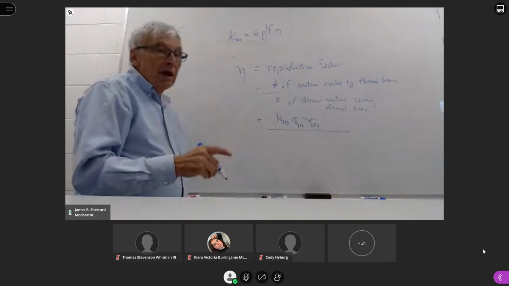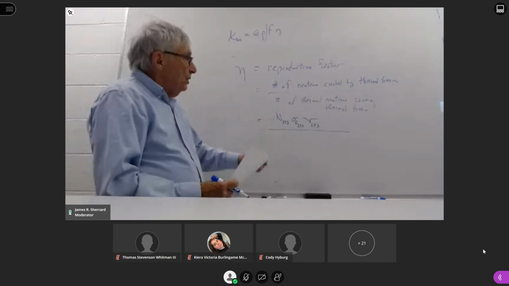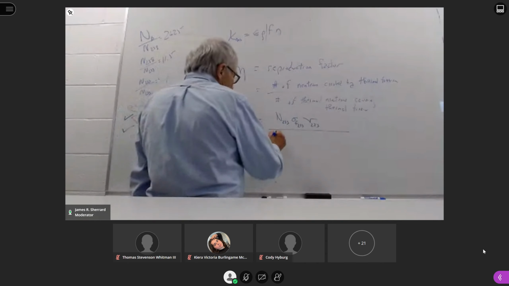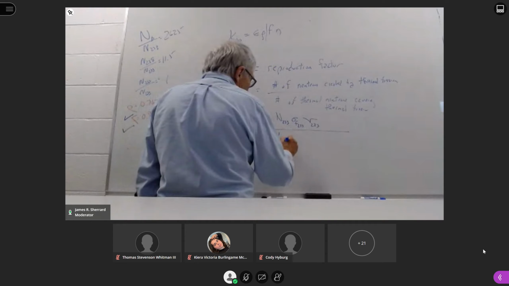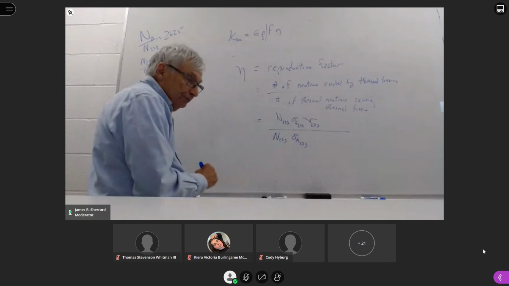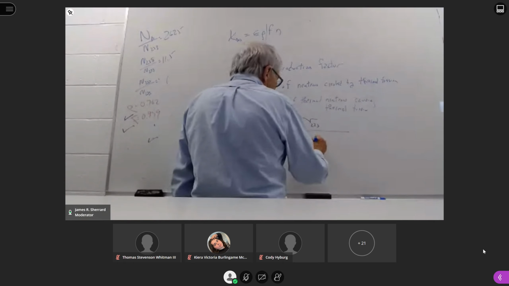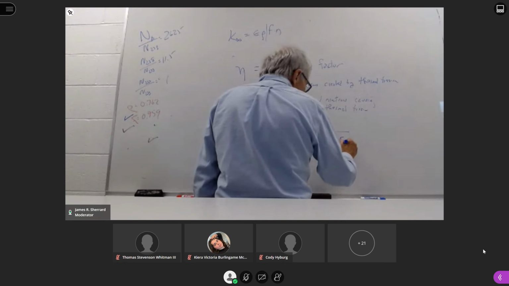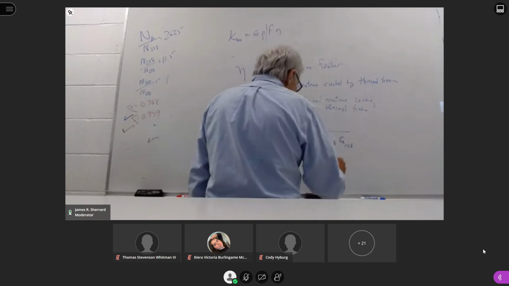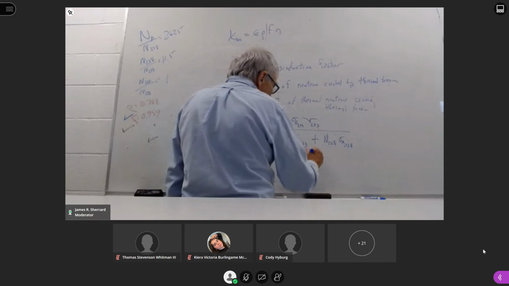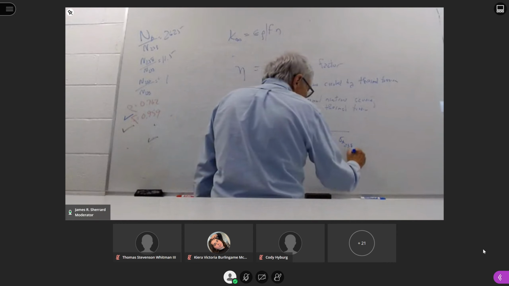So we had one thermal fissioning fuel, but we have two fuels that are absorbing neutrons. So we're going to have N-233, absorption 233, plus N-238, absorption 238. And again, these are always thermal values.